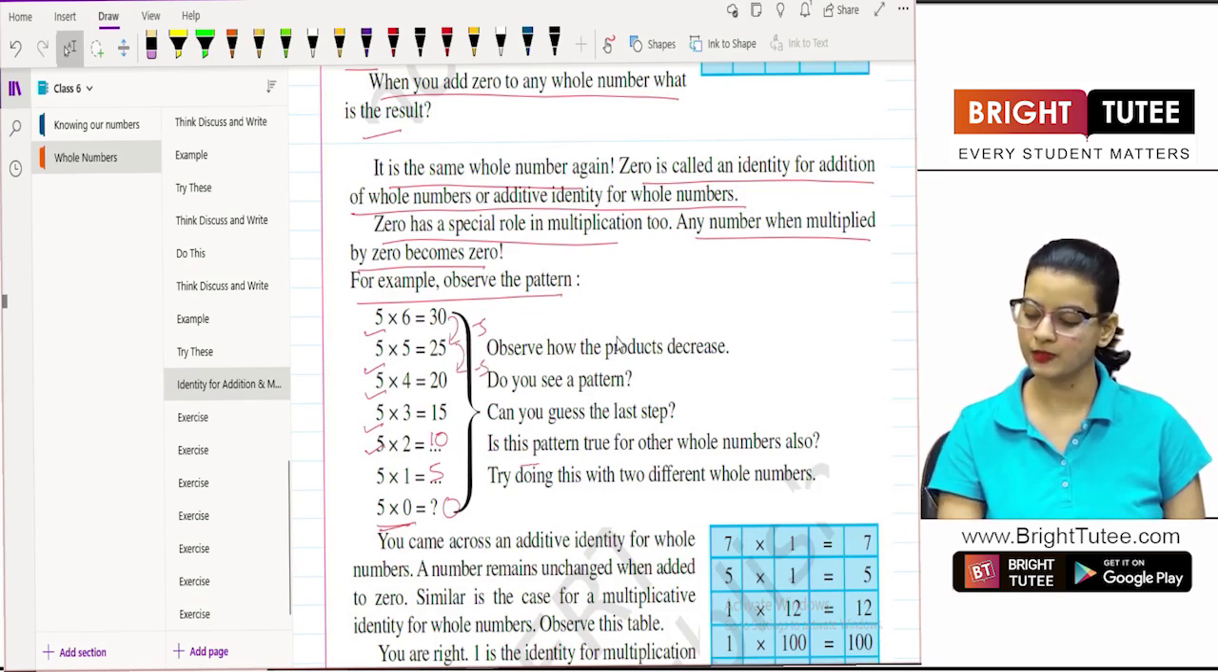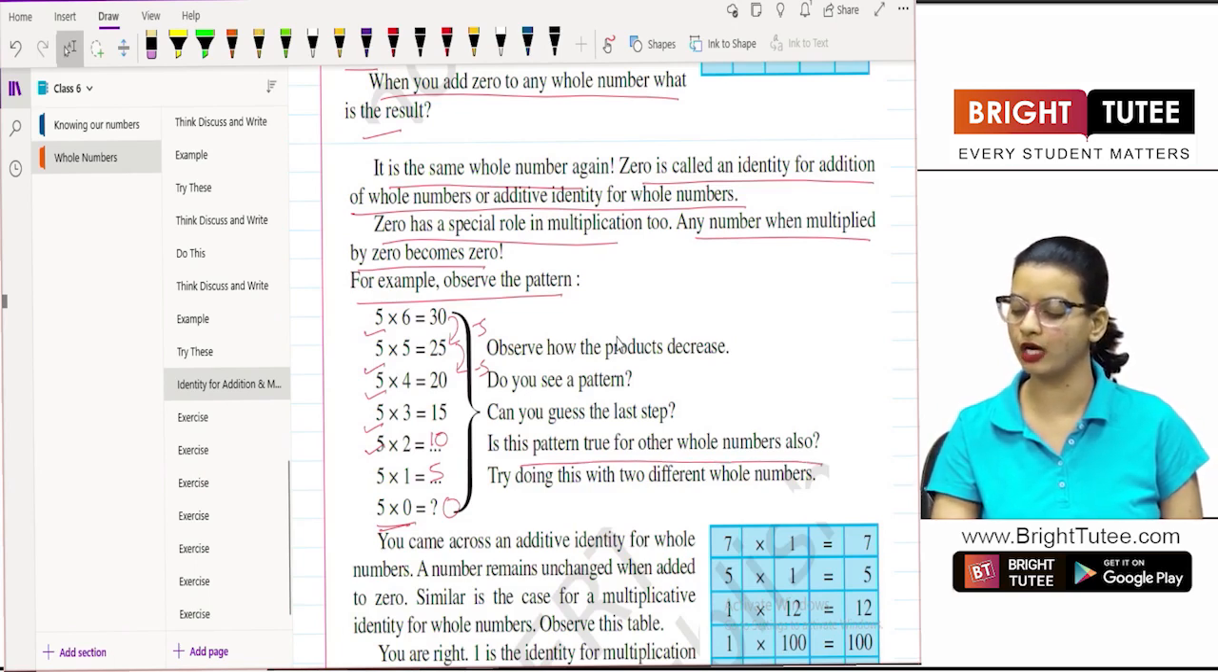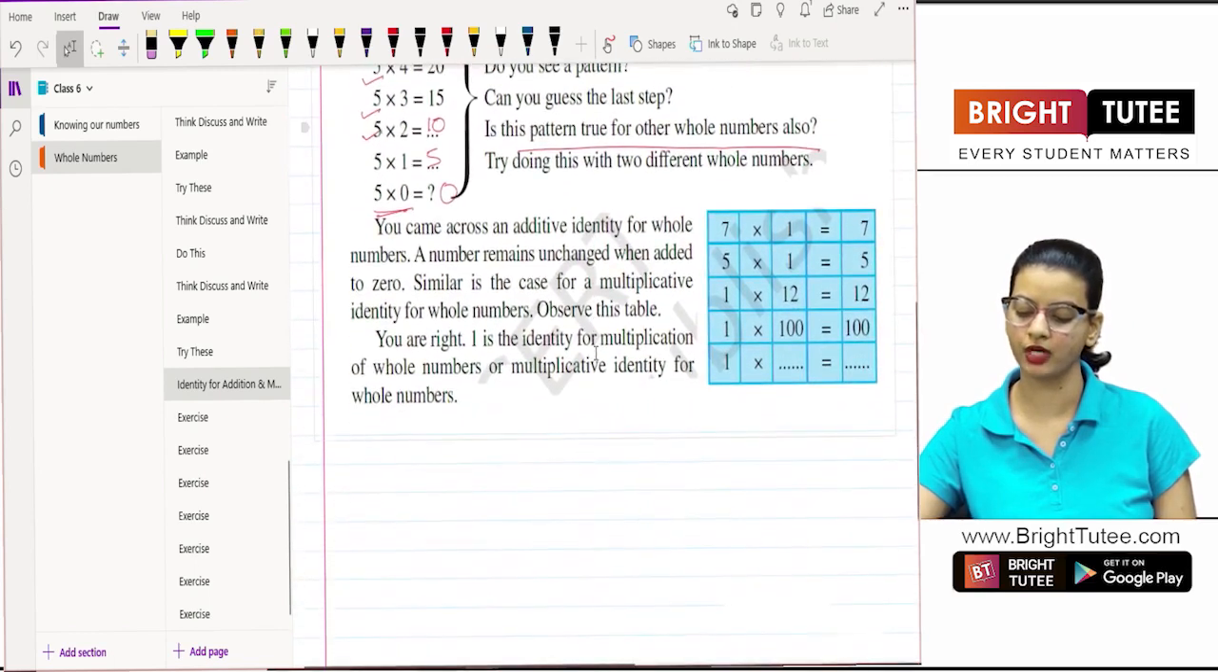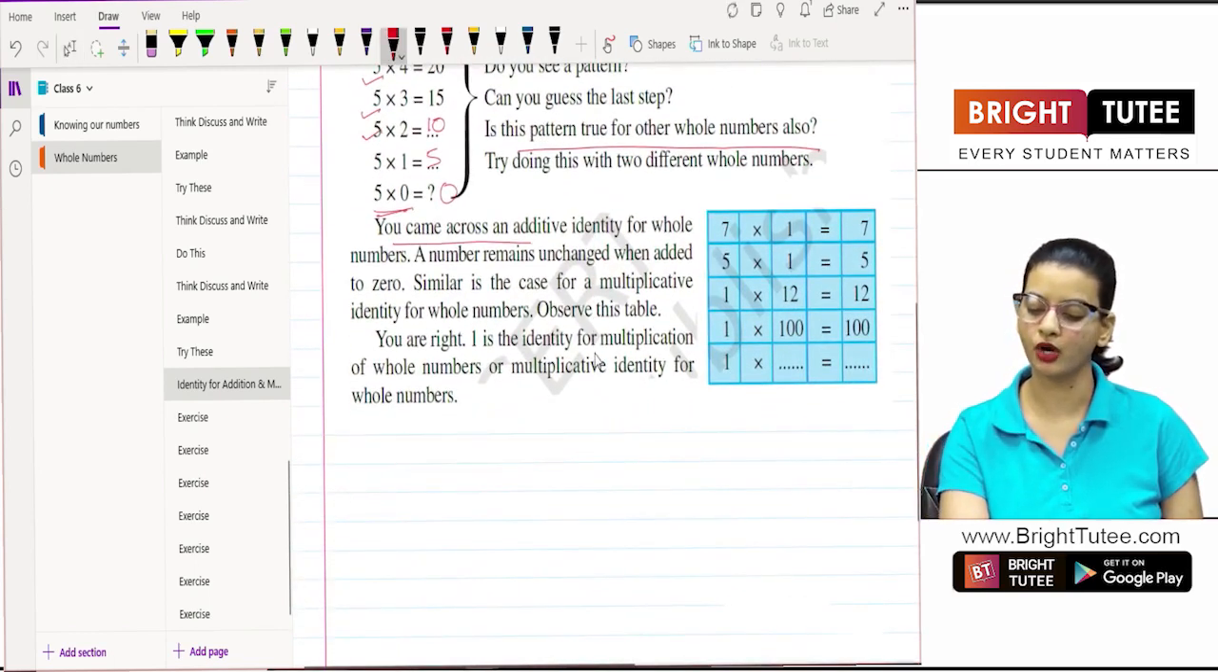In this pattern, is this pattern true for other whole numbers also? Same pattern is true for other whole numbers. So you come across an additive identity for whole numbers. A number remains unchanged when added to 0, right? So this is the additive identity for whole numbers.